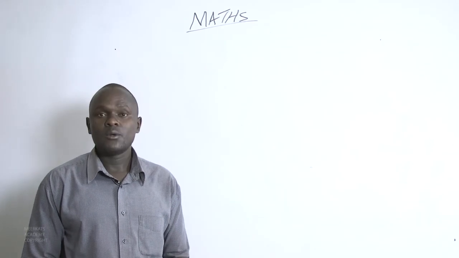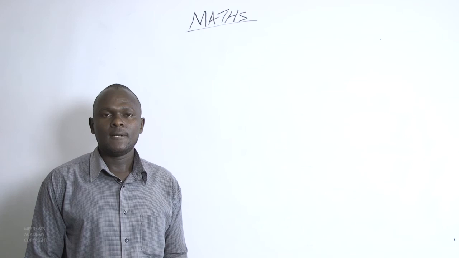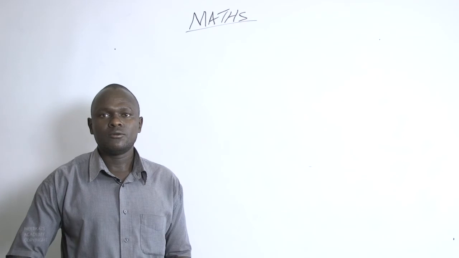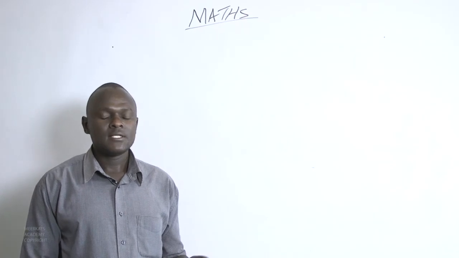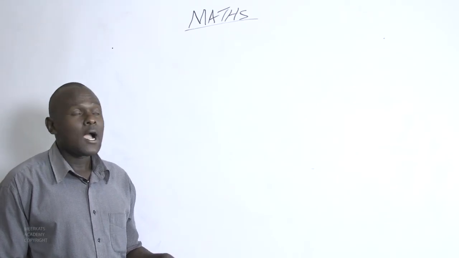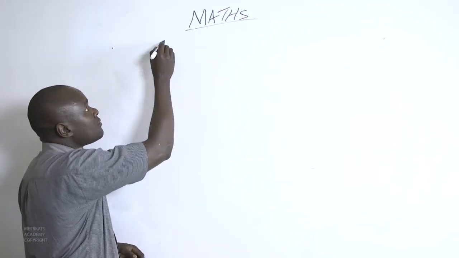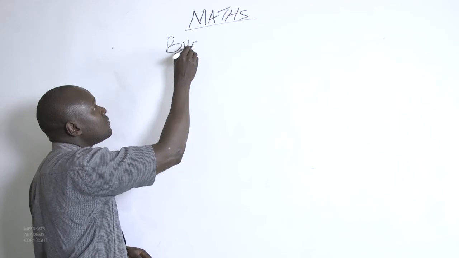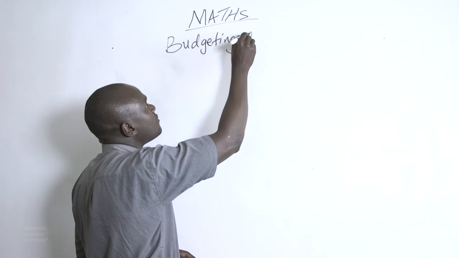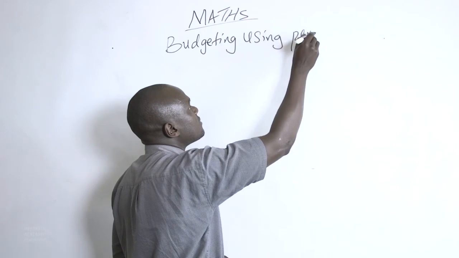In our last lesson, we were looking at how to make a budget. And a budget basically contained fixed expenses and variable expenses. And now we want to look at how to budget using percentages. Budgeting using percentages.